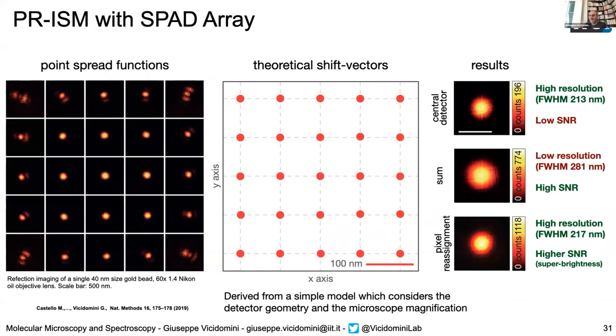If we apply pixel reassignment, which, as I told you, is basically taking the 25 images, shifting them back to register with respect to the central image and summing them up, then we get high resolution, because we recover the resolution of a confocal microscope, also the square root of 2 enhancement. But at the same time, we are using all the photons. So here you see that we have more than 1,000 photons instead of only 200 photons. So high resolution and high signal to noise ratio.